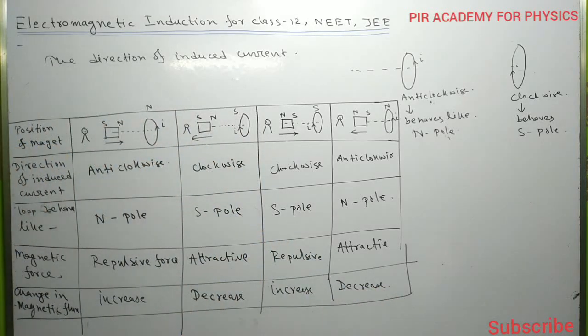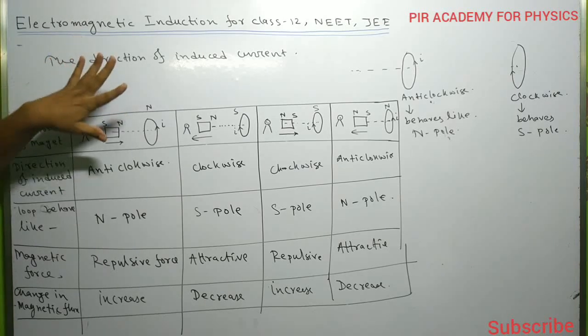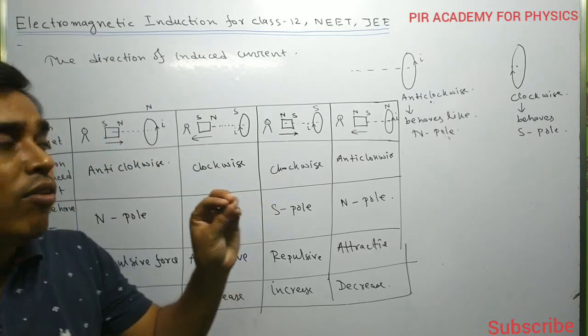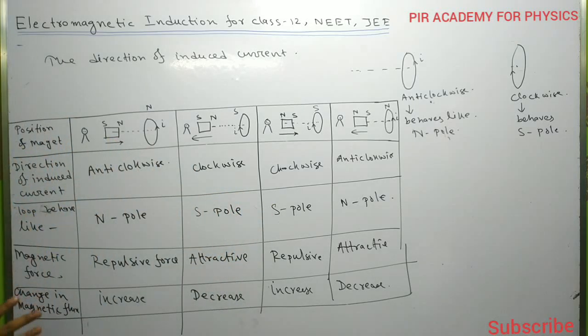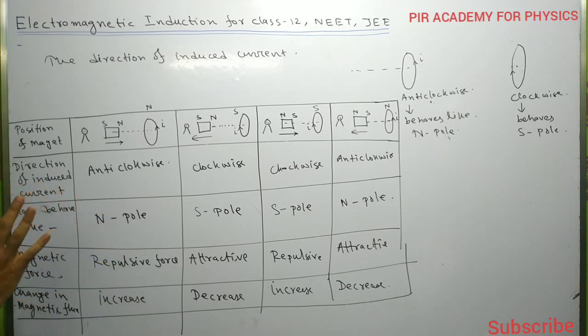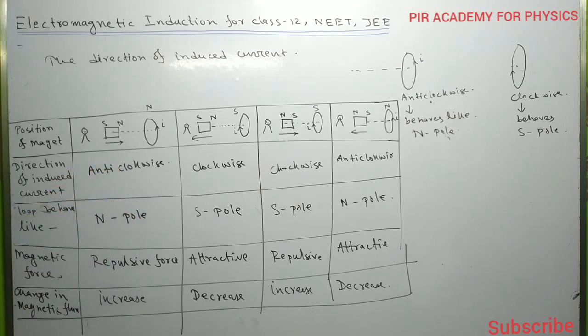This is the theory for calculating the direction of the induced EMF. The direction of induced EMF is in such a way that it opposes the change of magnetic flux. This is Lenz's law of electromagnetic induction. If you understand this chart, then you can calculate any direction of induced EMF.